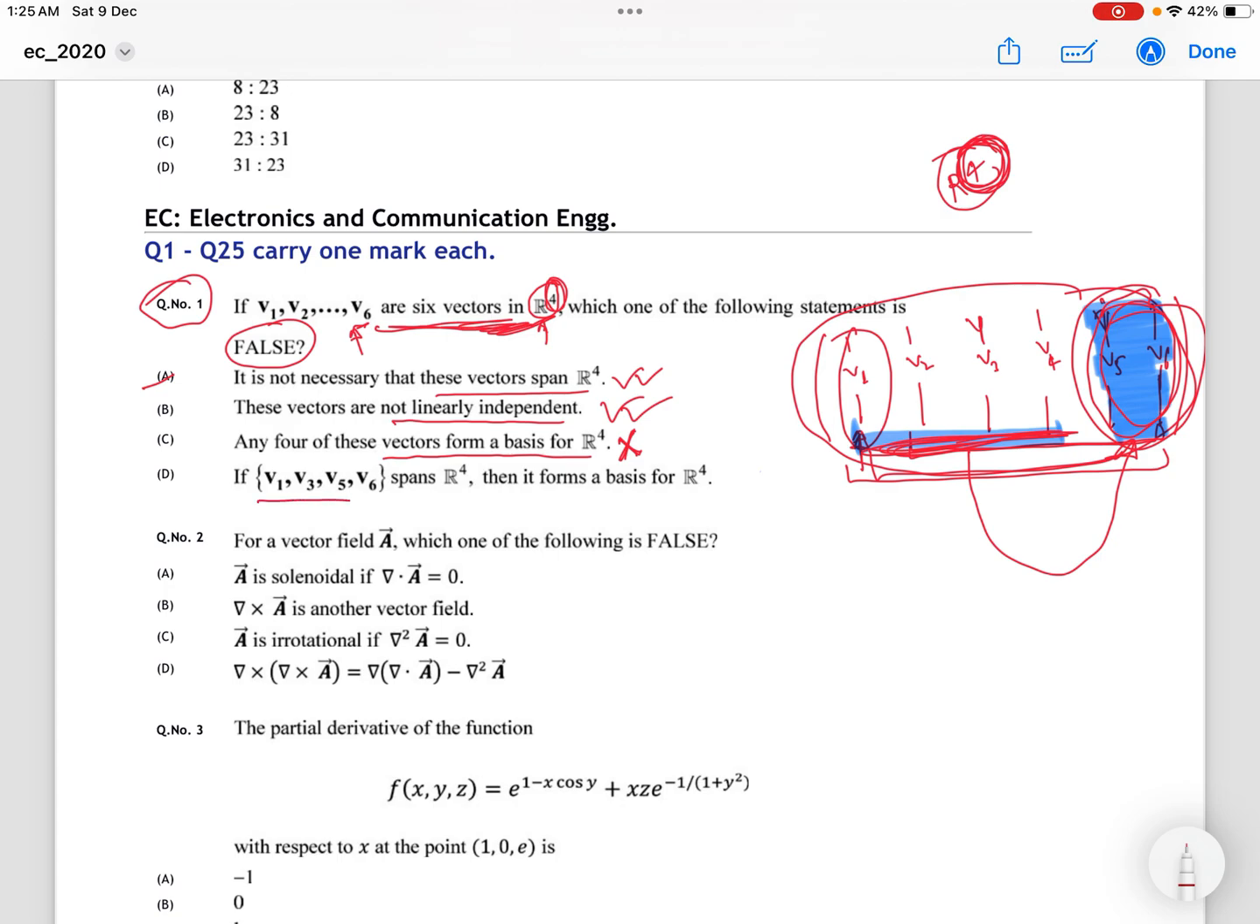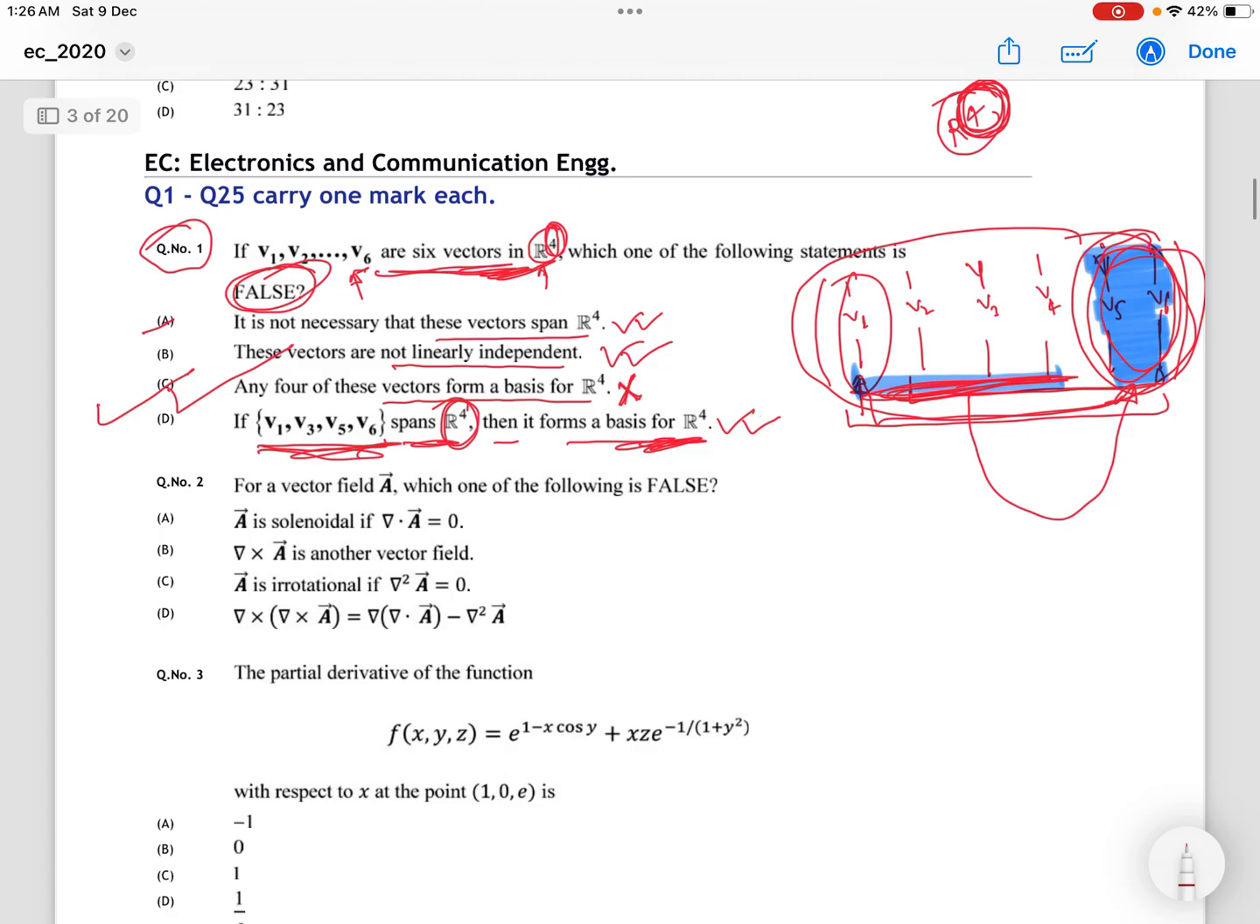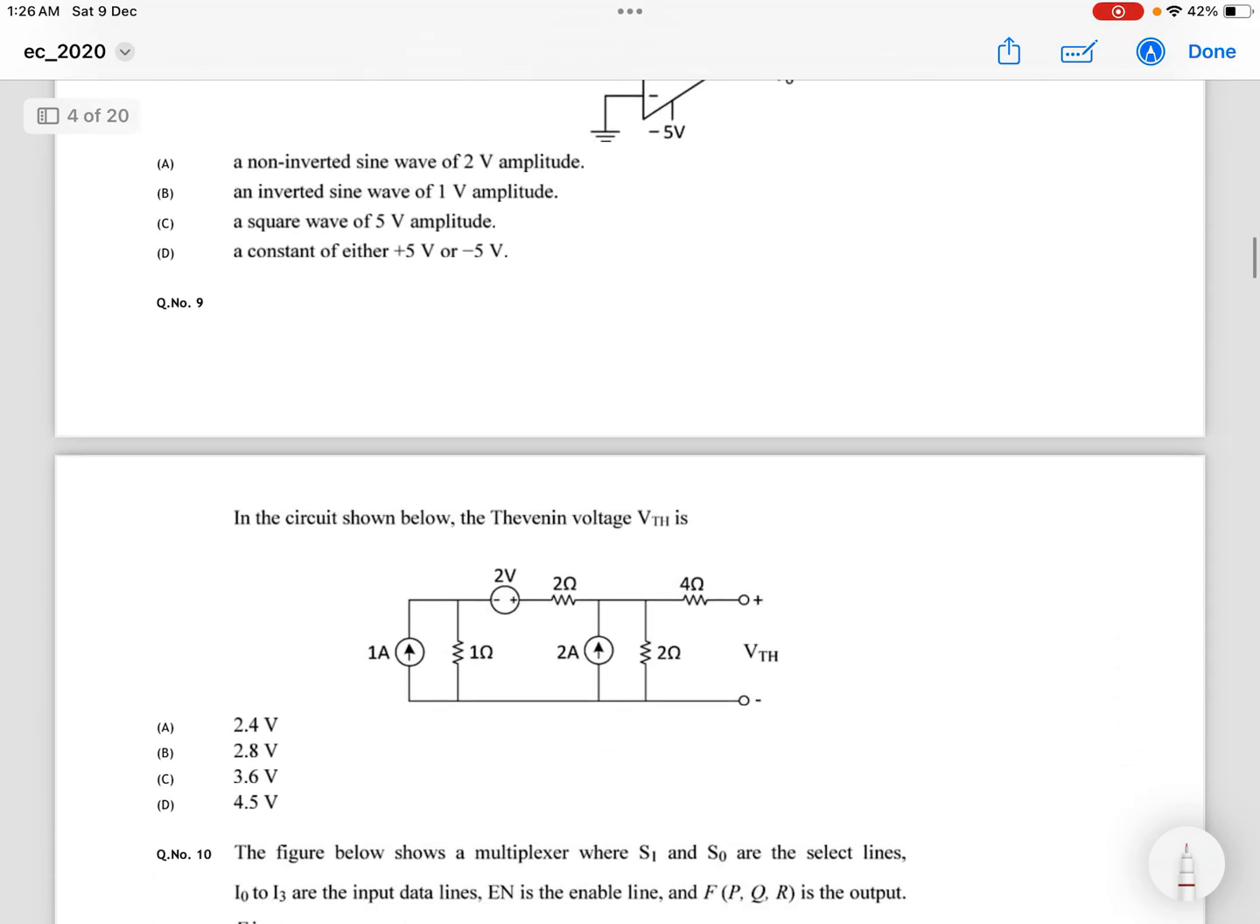If v1, v3, v5, v6 span R4, then they form a basis of R4. So if these are spanning the whole space, the complete space, then these will be the basis for R4. So this statement is correct. According to the question, we have to find the false statement, and this C is the false statement. So C is the correct answer.